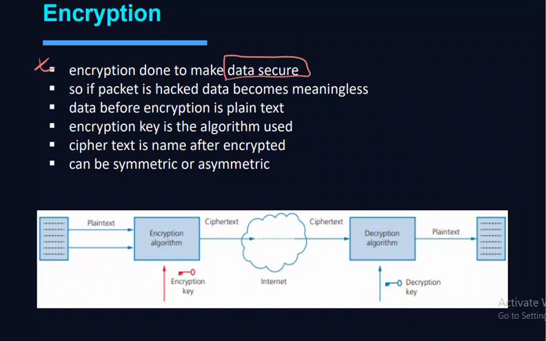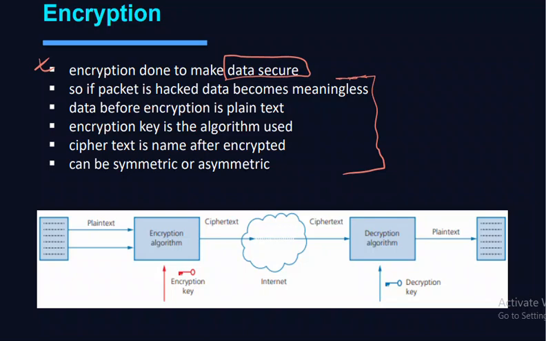Because if they find out what you are telling that person, they might track you or get your location, and then they will come to you and kill you or something like that. So the company uses encryption. They are not actually looking at your things, they are securing your stuff. So if the packet is hacked, the data becomes meaningless.